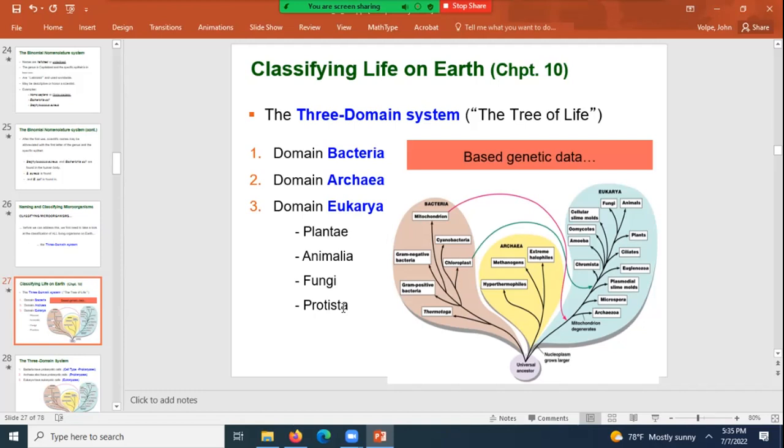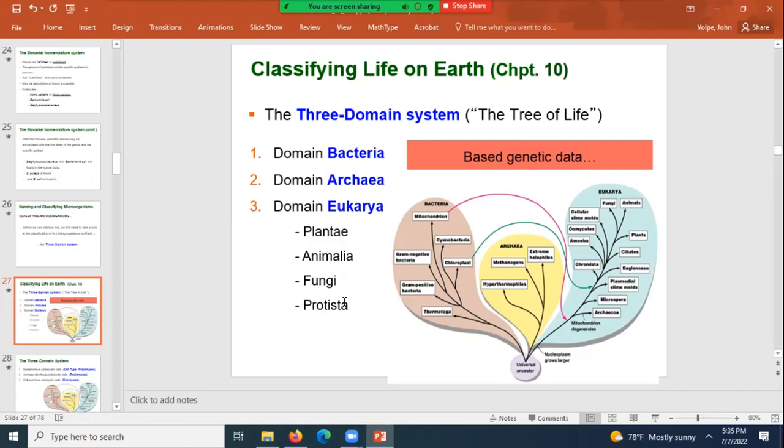Now, for our system, we're going to say the bacteria all belong to kingdom bacteria, and the domain archaea breaks down into the kingdom archaea, so that there are 6 kingdoms: kingdom bacteria, kingdom archaea, kingdom plants, kingdom animals, kingdom fungi, kingdom protista. Any question about any of that?